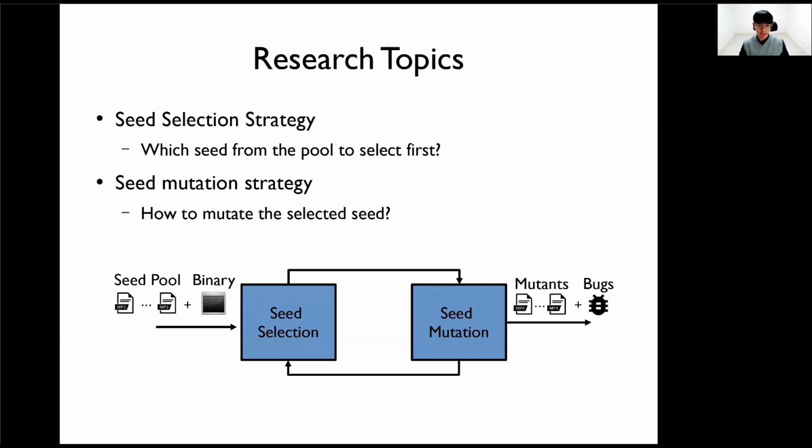And at the end of the previous lecture, I said that there exist 2 critical components in mutation-based fuzzing, which are the seed selection strategy and the seed mutation strategy. The former is about selecting the seed among the seed pool. And the latter strategy determines how to mutate these seeds. Let's look at the recent research on these 2 strategies.